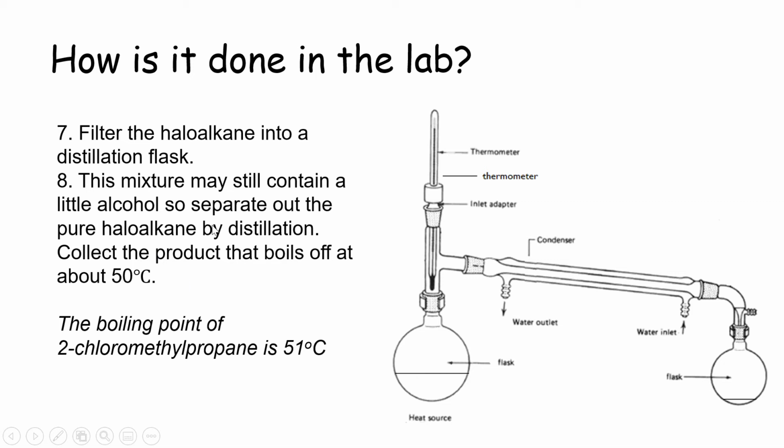Let's look at a video showing the process. This is the synthesis of a liquid organic product. Today we're going to synthesize 2-chloro-2-methylpropane. Add 30 centimeters cubed of concentrated hydrochloric acid to a conical flask in an ice bath, and put the stopper on and leave it to cool.